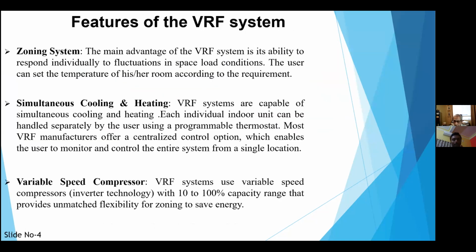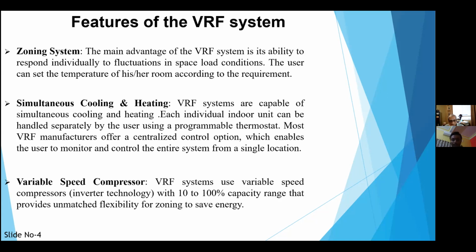The main feature of the VRF system is the zoning system. The main advantage of the VRF system is its ability to respond individually to fluctuations in space load conditions. The user can set the temperature of his or her room according to the requirement. The VRF system has three types: heat pump, heat recovery, and cooling only. In some cases, simultaneous cooling and heating is required, and VRF systems are capable of that.